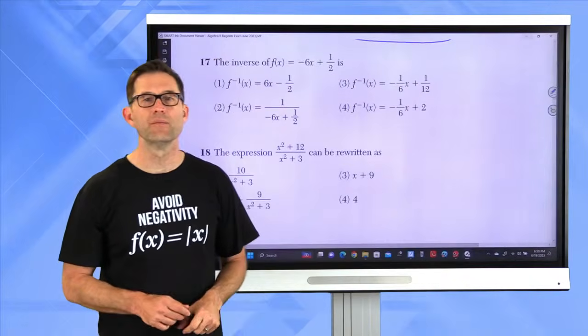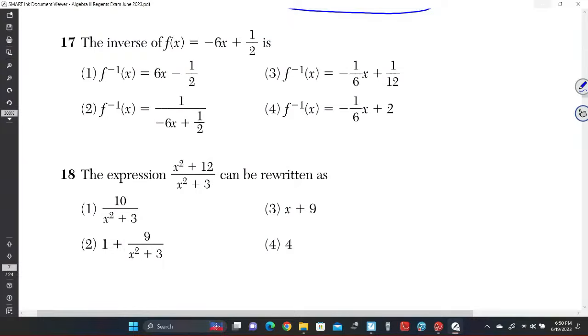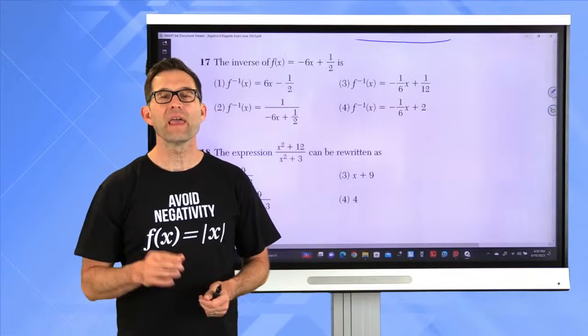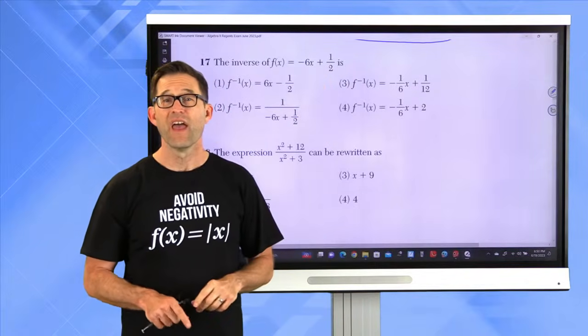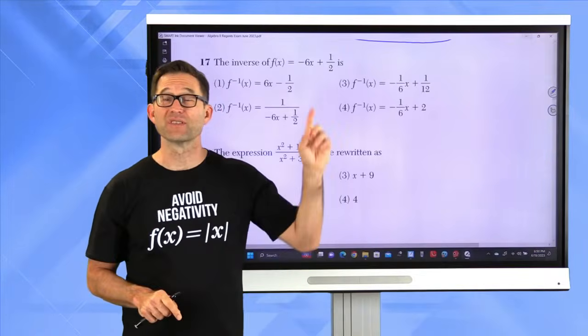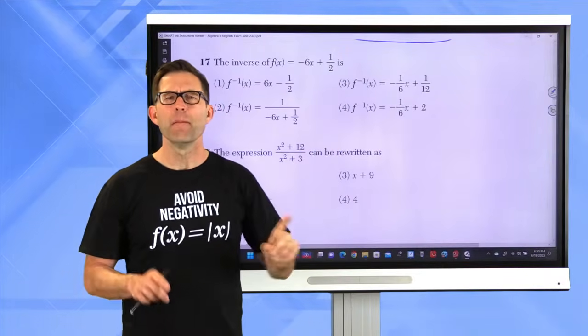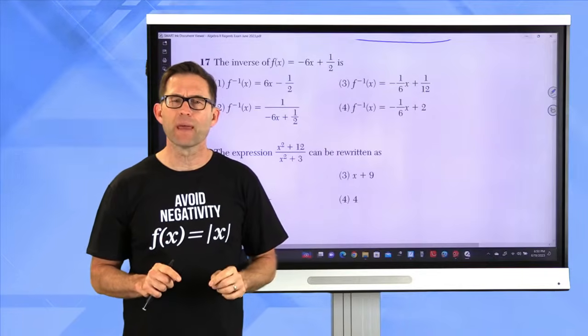I do like the zoomed in look. The inverse of f of x equals negative 6x plus 1/2 is which of the following? All right, they love giving you a linear function and asking you for its inverse. And this one is particularly obnoxious because of the 1/2. Yet, it's still done the same way.